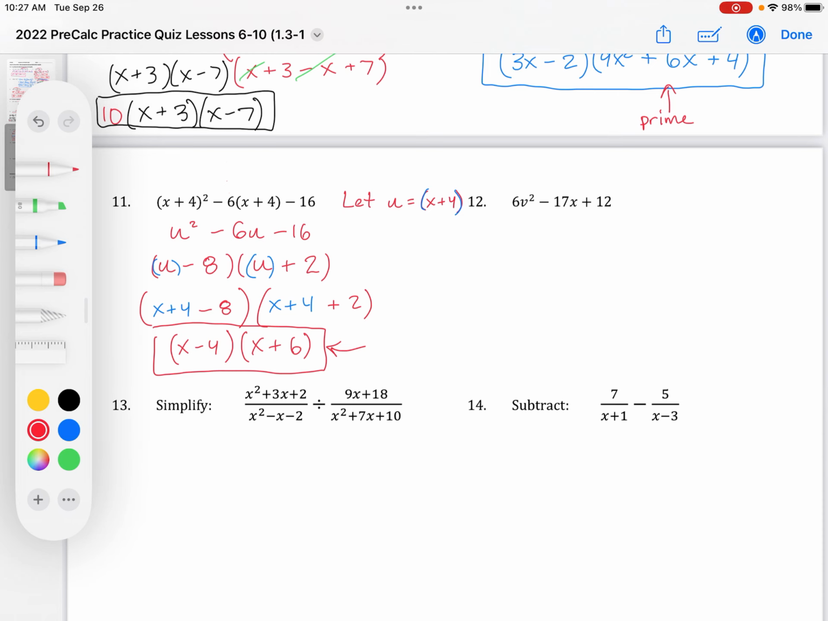All right, number 12. This is another one where we're going to do some guess and check. Just so you are aware, this should be a V in the middle. So the variables are all the same. That is a typo.